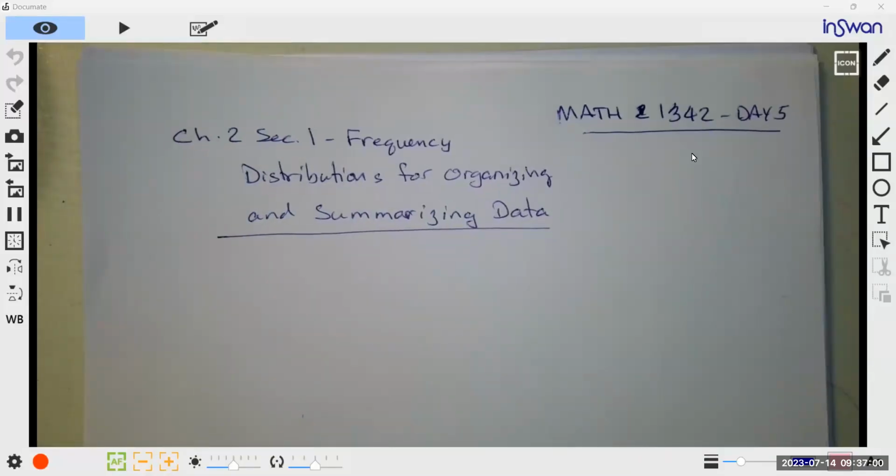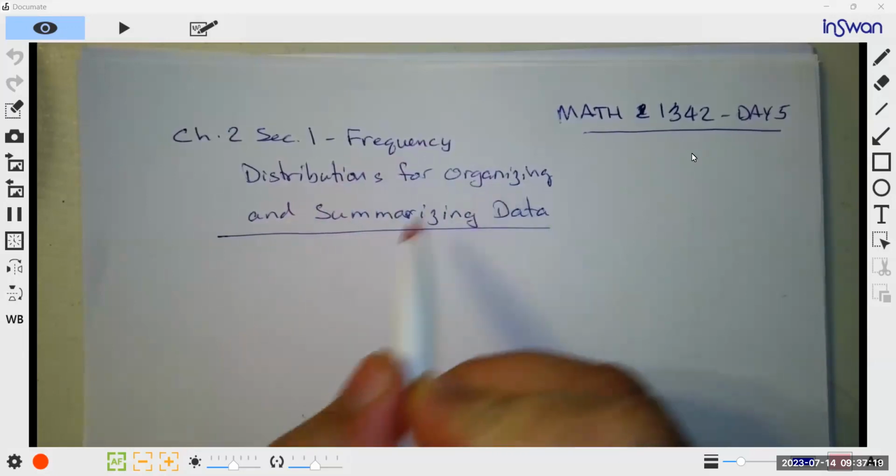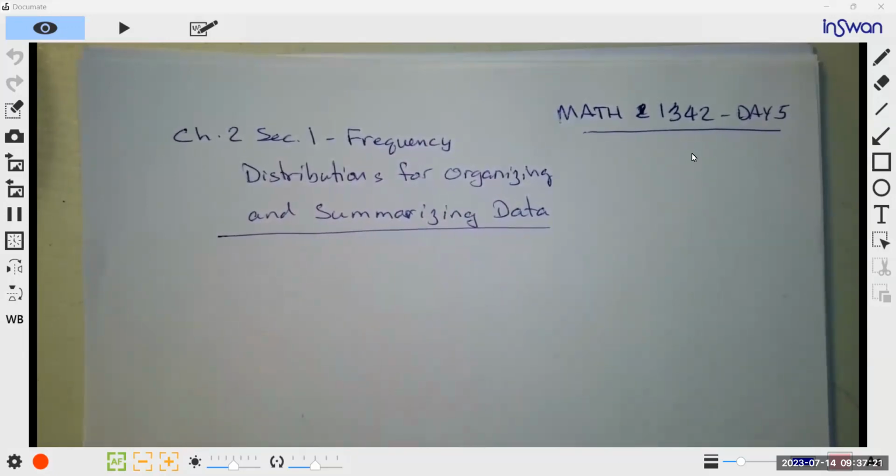Good morning, everybody. Today we're going to start chapter 2 in statistics. This chapter deals with the measurements of what's called central tendencies and variations. In the first section, we're looking at frequency distributions for organizing and summarizing data.